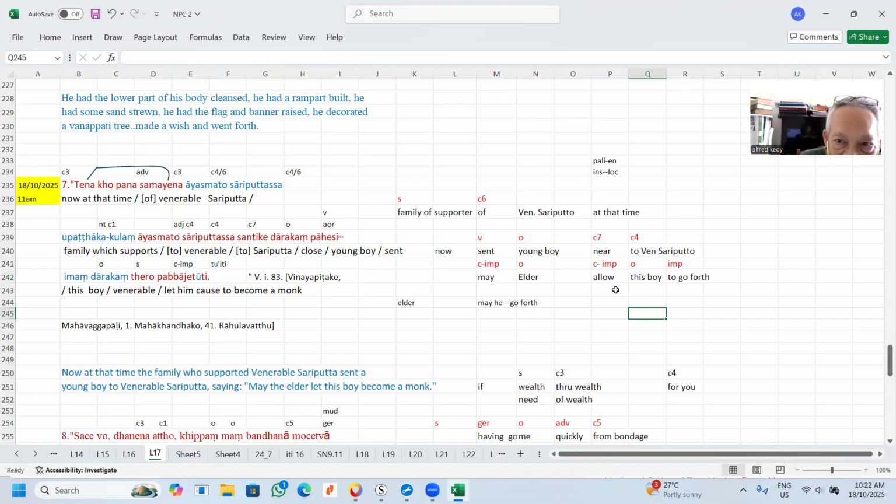So may the elder allow this boy to go forth. This is going to be our format in English. Understand? Rather than taking this as a subject. So this is the technique of putting it in the right perspective. Because if you look at it, let him cause to become a monk. We are not going to translate in this way because there is causative, there is cause. And then the word to is let. And then this third person, let him. And then the one is pabbaja, that is become a monk. So you can put it that way.